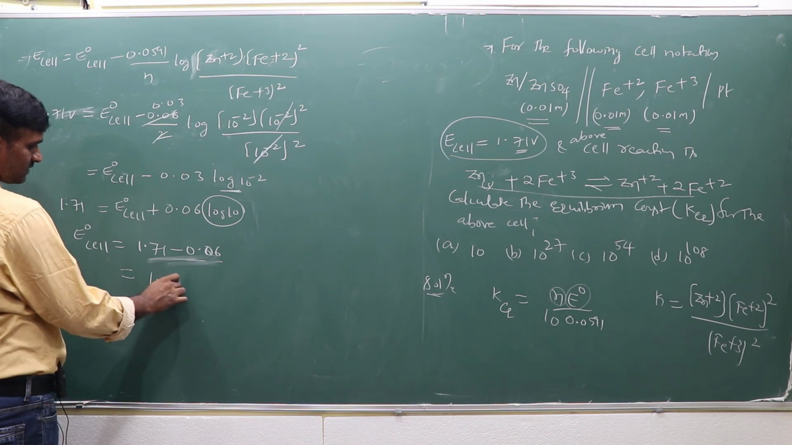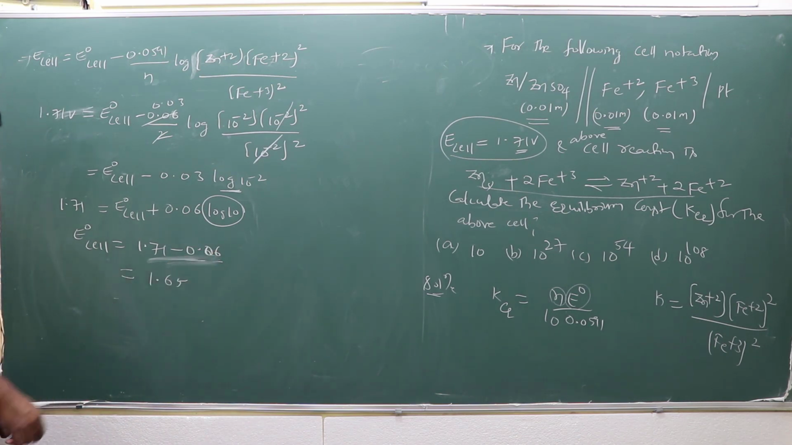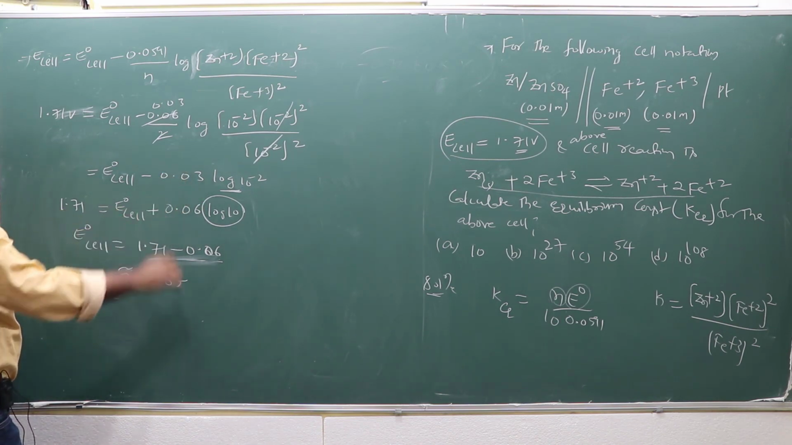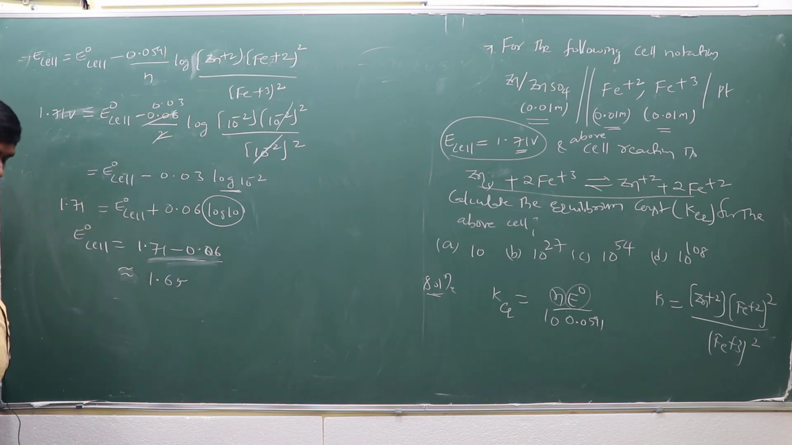1.71 minus 0.06 is 1.65, approximately. Why did I say approximately? Because 0.0591 is going to be 0.06, I can take that in this.